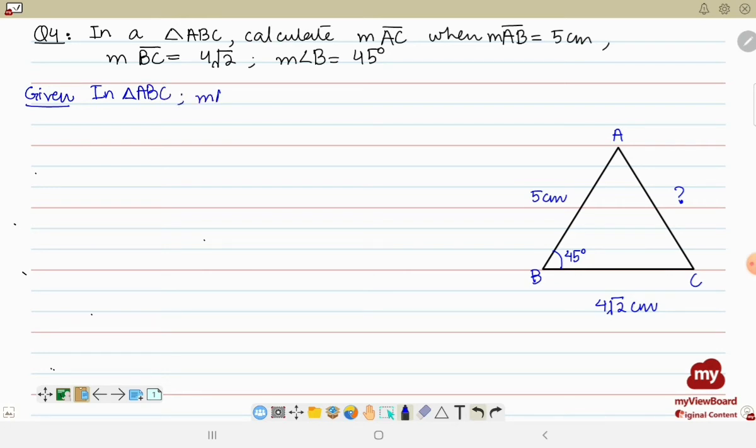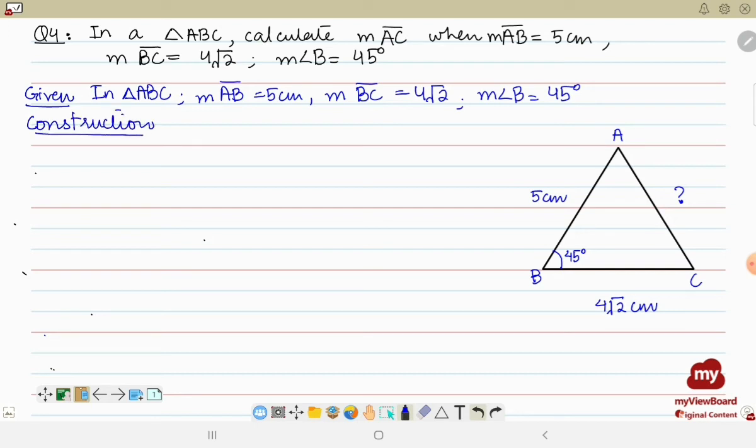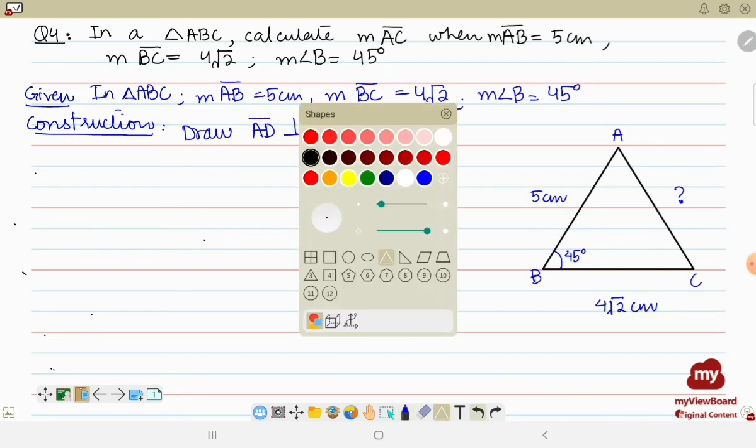Measure AB is equal to 5 centimeter. Measure BC is equal to 4 square root 2 centimeter, and measure angle B is equal to 45 degree, right? So this is the thing given to us. We're supposed to do some construction. We'll be making a perpendicular and we'll draw a projection. So we'll draw up a projection. Draw AD, which is perpendicular to BC, right? Let us drop it first.